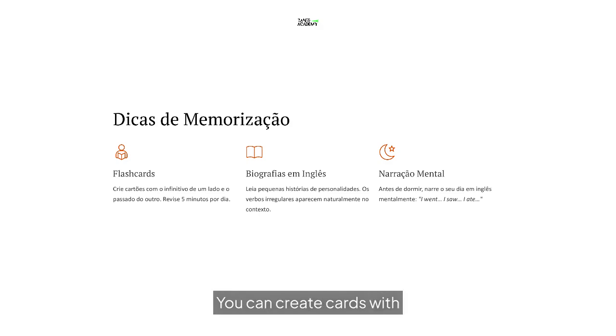You can create cards with the infinitive form of the verb on one side and its past form on the other. For example, one card could have go on one side and went on the other. Spending just 5 minutes a day reviewing these cards can significantly enhance your recall ability. It's interesting to notice how this repetitive practice helps solidify your knowledge, making it easier to remember when you need to share a story.